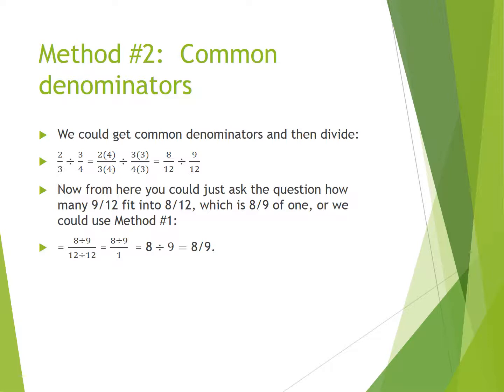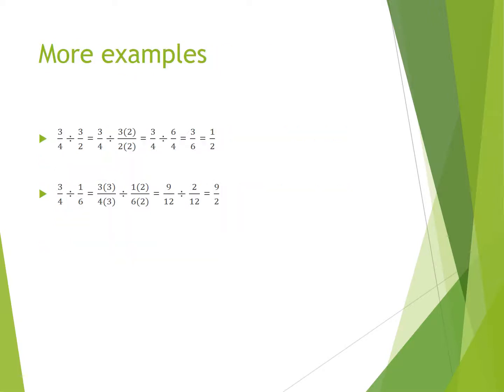Or you could just think the way we had it before. I could divide the tops and divide the bottoms. 12 divided by 12 is 1. The top is 8 divided by 9. So the answer is 8/9. Let's do some more using this idea of common denominator.